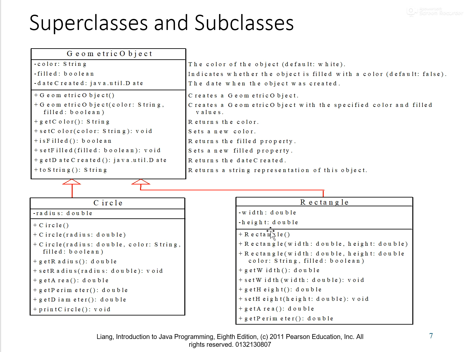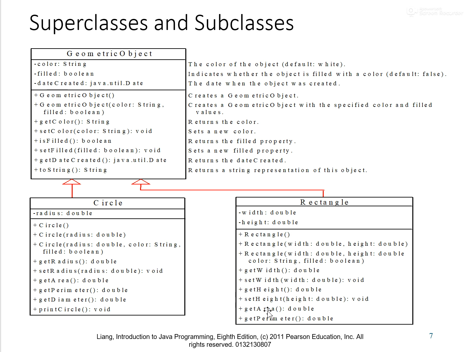So for the rectangle class, we'll also have three different constructors: a no-arg constructor, one that takes width and height, and another one that takes width, height, color, and filled or not filled status. We have accessor methods: get width, get height, set height. We have a get area method.